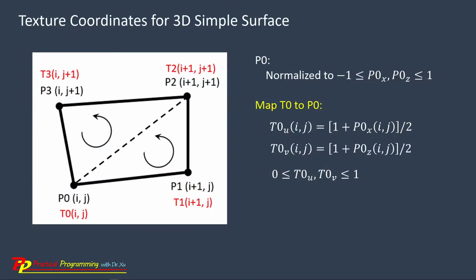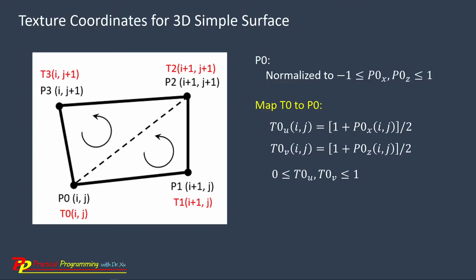Let's consider the texture coordinates for 3D simple surfaces. We start with a unit cell that contains 4 vertices. As shown here, you can see P0, P1, P2, and P3. We also show 4 texture coordinates T0, T1, T2, and T3 for this unit cell. This unit cell can be divided into 2 triangles: P0, P1, P2, and P2, P3, P0.